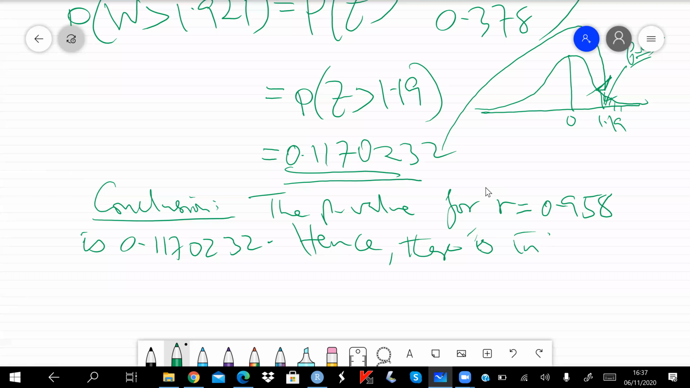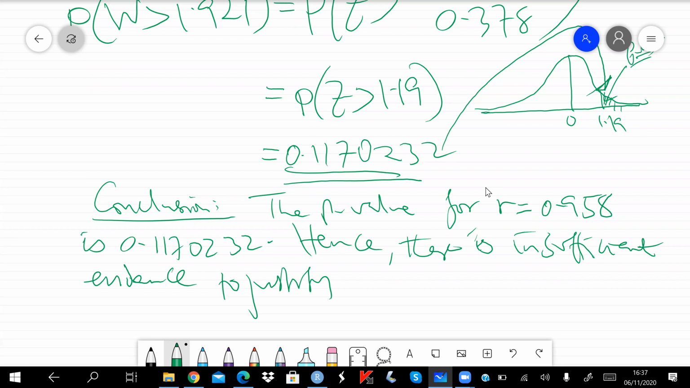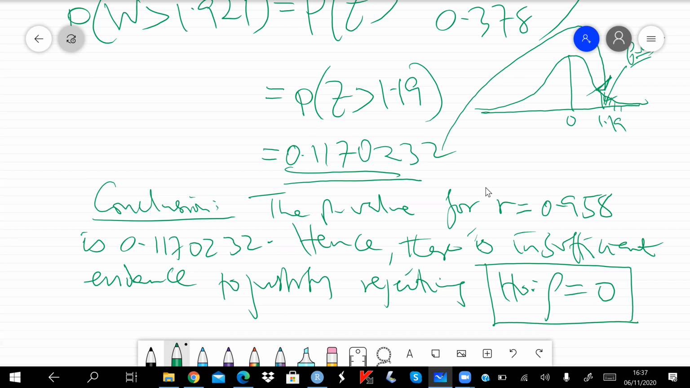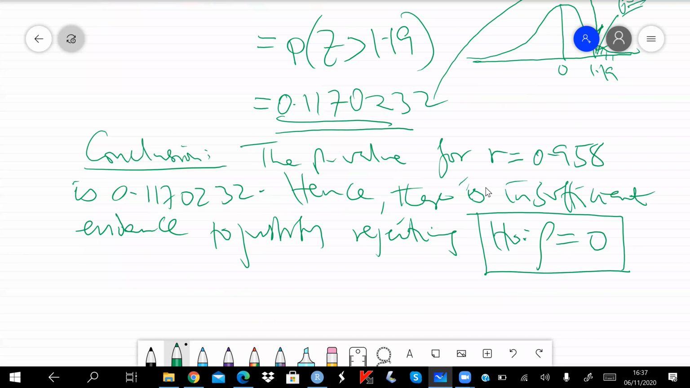insufficient evidence to justify rejecting H naught that rho is equal to 0. So we fail to reject that. So that means that the two variables x and y are actually not correlated in a significant way. They are not correlated in a significant way. So any question there?